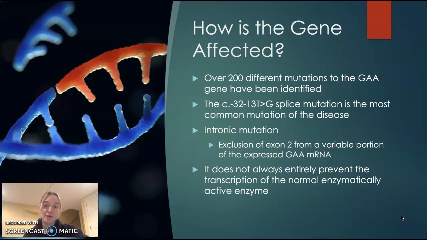This is an intronic mutation, and this causes exclusion of exon 2 from a variable portion of the expressed GAA mRNA. So, something interesting about Pompe disease is that this mutation does not always prevent transcription of the normal enzymatic activity, and researchers think that this could possibly be why some patients don't express the condition until later on. And we will see that coming up in the next couple slides here.